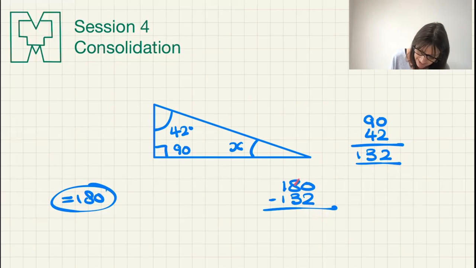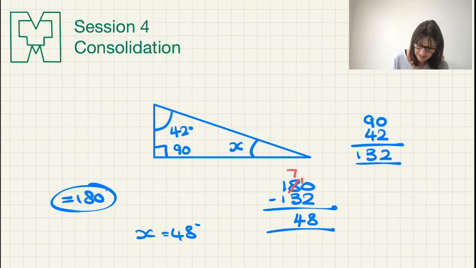We are going to take it down by 1. So I'm going to reduce that 8 to 7. And the 1 is going to be brought across in front of that 0 to make me a bigger number so that I can do the takeaway. 10 take away 2 is 8. 7 take away 3 is 4. And 1 take away 1 is nothing, it's gone. So that is my answer. X equals 48 degrees.